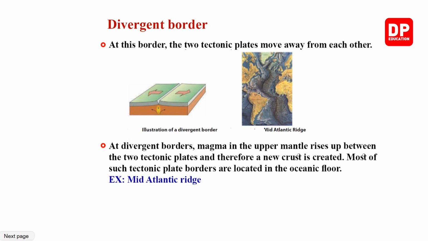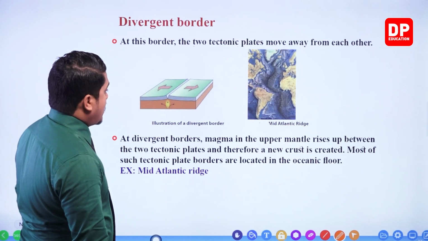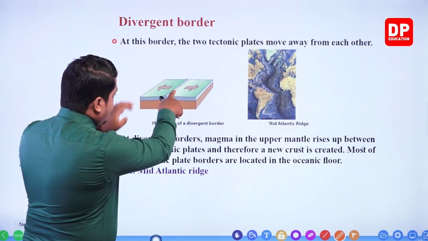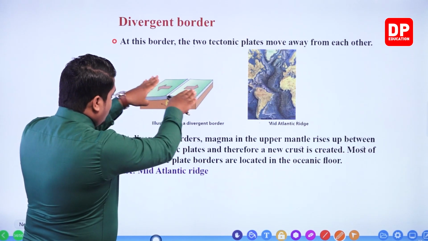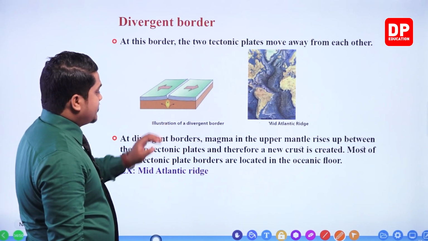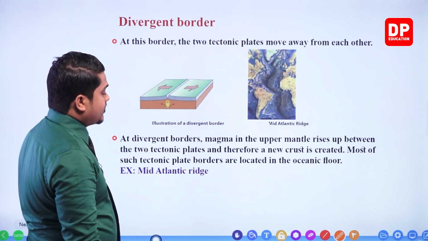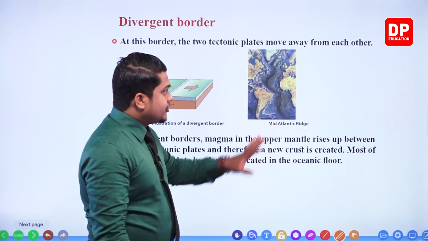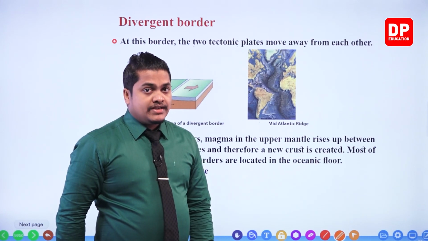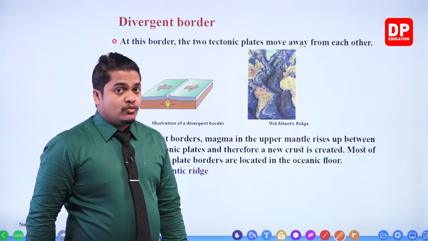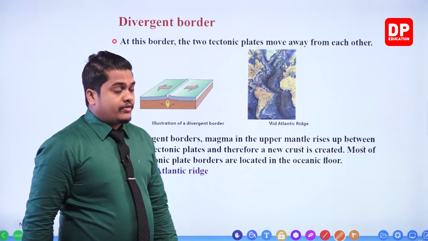So at this border, the two tectonic plates move away from each other. Now these are the tectonic plates, no? And these are the boundaries here and here. So these two move away from each other like this. Okay. So this is an illustration of a divergent border or divergent movement. So the mid-Atlantic ridge is a good example for the divergent border, right? For a divergent movement or else a divergent border, right?